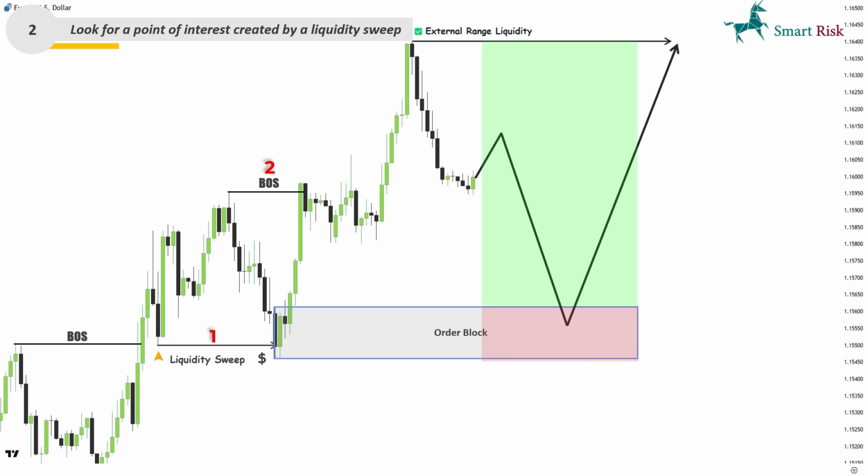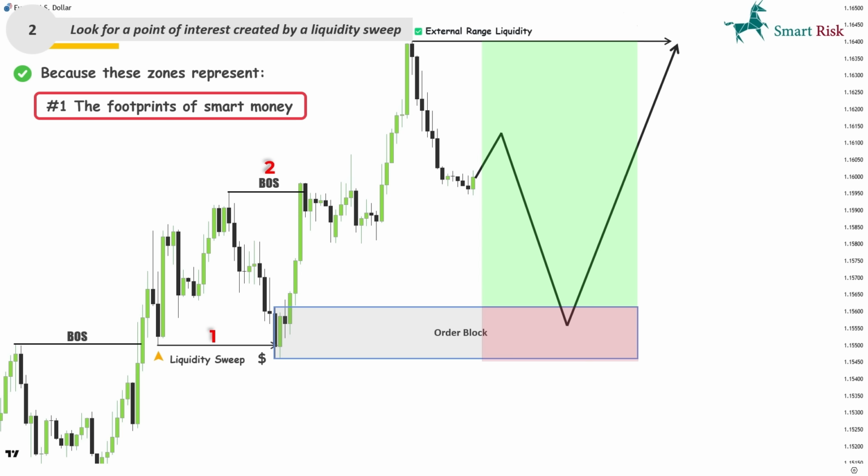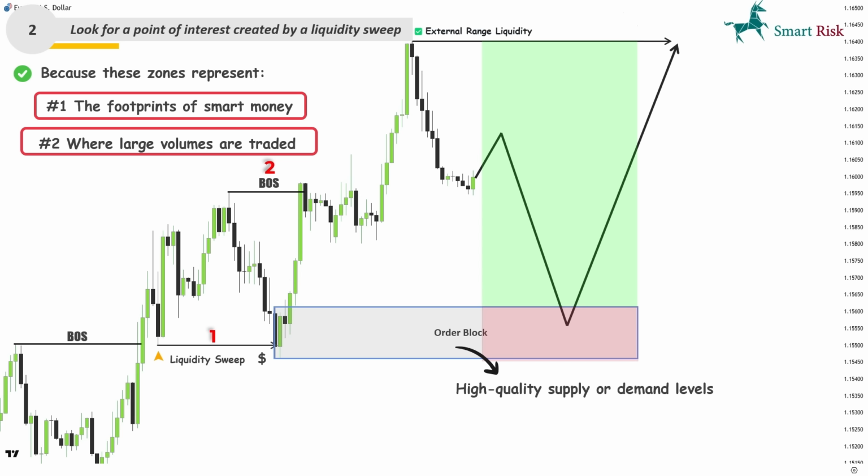And if you're asking why, because these zones represent the footprints of smart money in the market. We believe price performs a manipulation by taking out retail traders' positions, and these areas are where large volumes are traded and positioned just before a strong move in the opposite direction. That's what makes these zones high-quality supply or demand levels that we should always keep our eyes on.